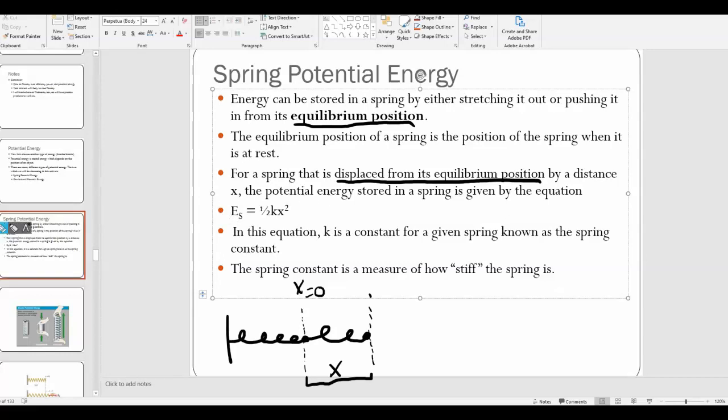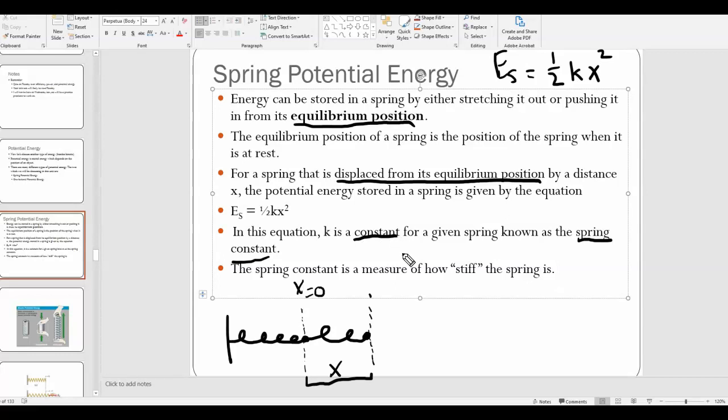All right, now let's talk about the equation for spring potential energy. ES is the spring potential energy that is measured in joules. We talked about that before. And in order to calculate that, the equation is 1/2 times K times x squared. Now we've already talked about what x is. x is the displacement from equilibrium that a spring has been either pushed in or pulled out. K is what's called the spring constant. K is a constant for a given spring.